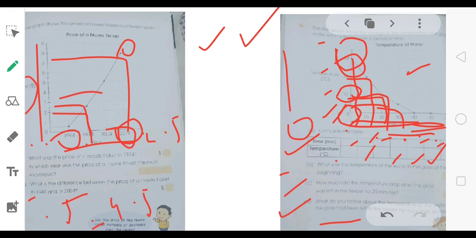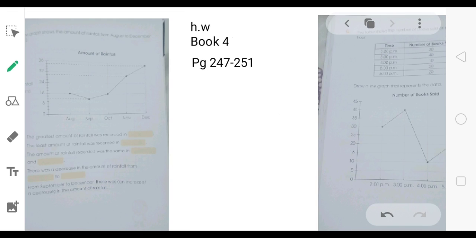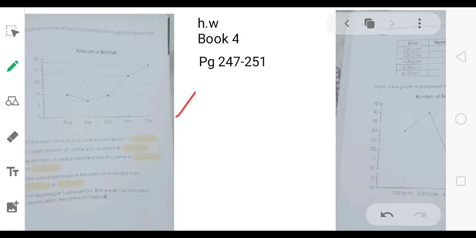Okay. Now, question number 5 on page 244. The line graph shows the amount of rainfall from August to December in 2012. First of all, read the line graph. Now, listen to me carefully. On the vertical side, he has taken the rainfall, and on the horizontal side, he has taken the names of months. So, first of all, read the line graph.